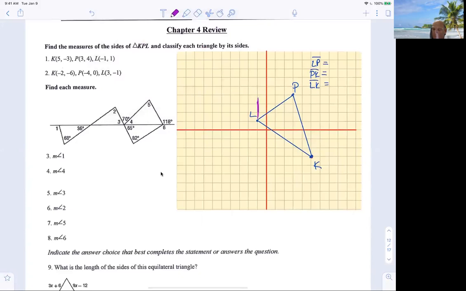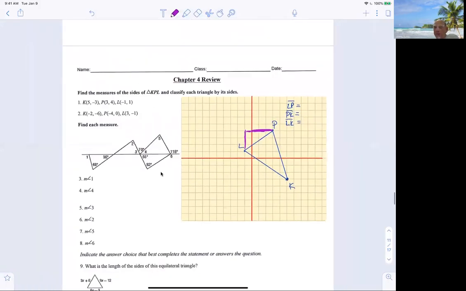How much from here to here? 3. How much from here to here? 4, because we remember our Pythagorean triples. You remember the Pythagorean triple? 3, 4, what? 5. 3, 4, 5. So I want everybody to write these down. 3, 4, 5 are Pythagorean triples. They're just helpful if you can remember that. You don't have to do all the arithmetic.